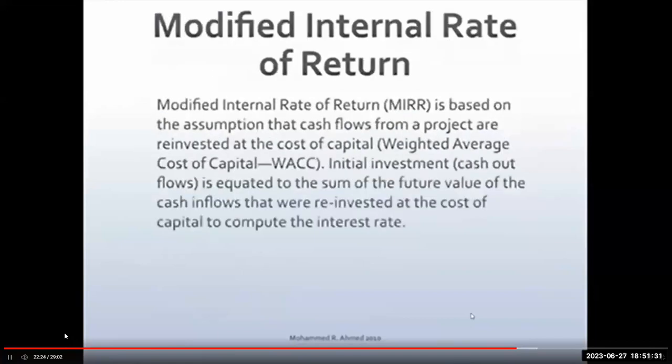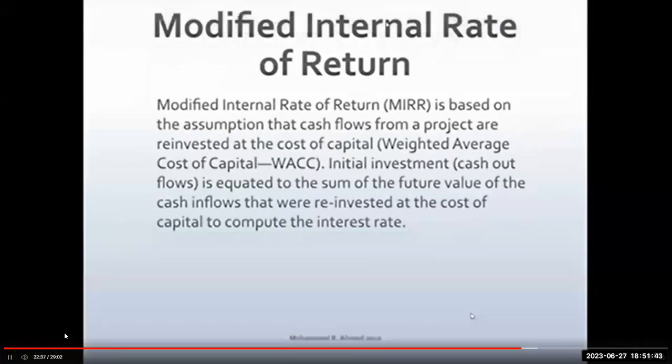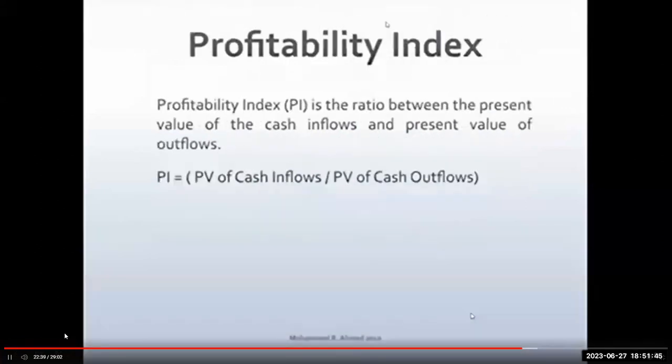Modified internal rate of return is based on the assumption that cash flows from the projects are reinvested at the cost of capital, which is the weighted average cost of capital. Initial investment is equated to the sum of the future cash flows that were reinvested at the cost of capital to compute the interest rate. Profitability index is the ratio between the present value of cash inflows and the present value of cash outflows.